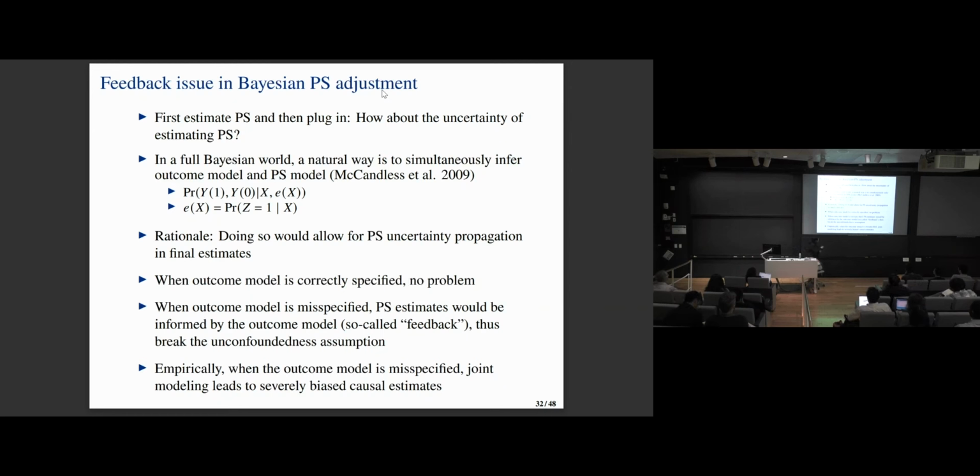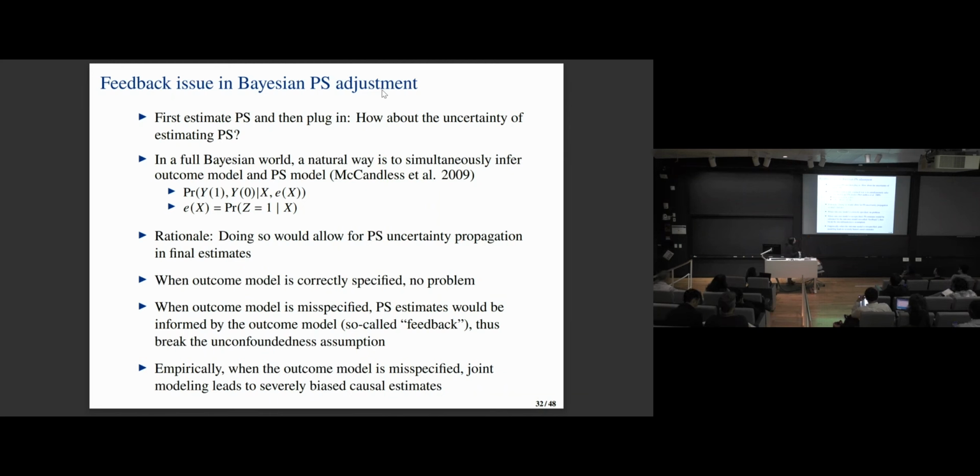Because remember what the unconfoundedness assumption said. The unconfoundedness assumption says that the assignment mechanism has nothing to do with the potential outcomes. But here, if your model is misspecified, the outcome model actually will inform your propensity score. So that is just a violation. When you have a misspecified model, it violates the unconfoundedness assumption. Theoretically, this is conceptual, but practically it will completely distort your study, right?